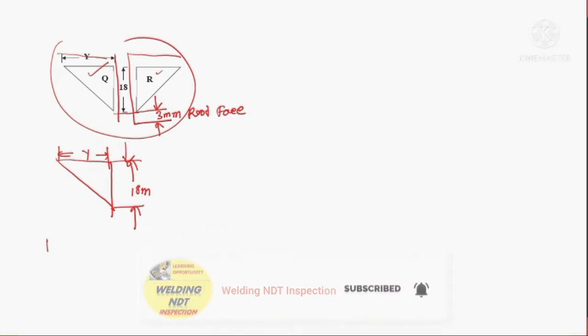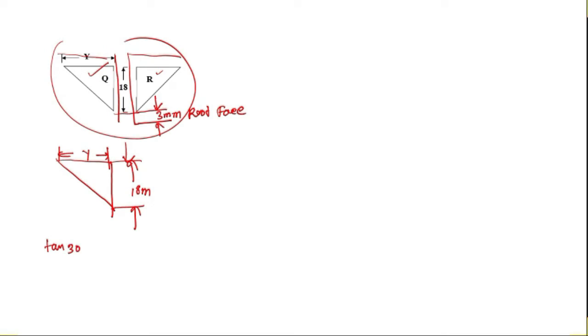So tan 30 equals Y by 18, then Y equals tan 30 into 18. How much is it coming? 10.39 will be this distance, this length Y. Y is 10.39.